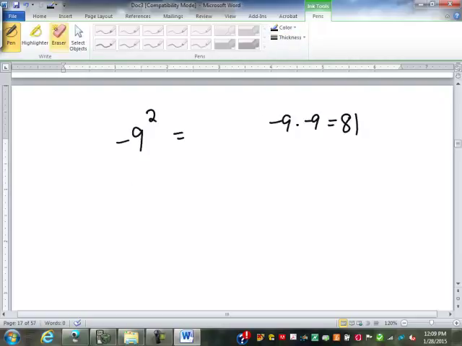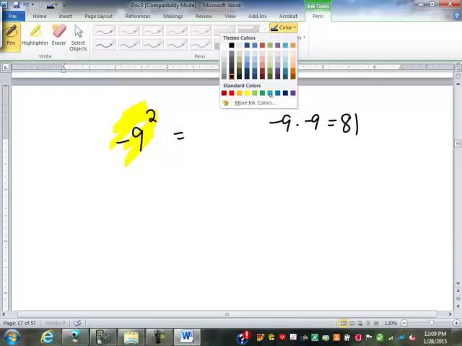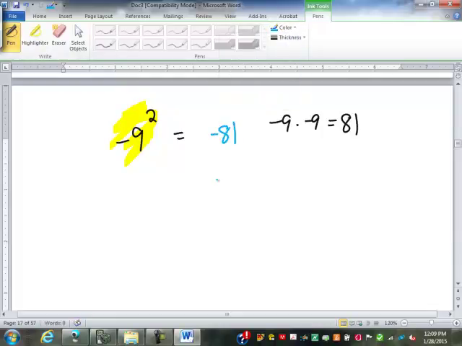But the way I wrote it over here could cause some problems. If you punch it in your calculator like that, many of your calculators will give you an answer of negative 81, which is incorrect. Why is the calculator saying that? Because your calculator is doing 9 squared first and then applying the negative. In your calculator, to make this work correctly, you have to have parentheses around the negative. So when you punch it in like this, you get 81.